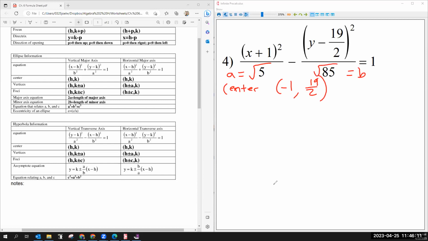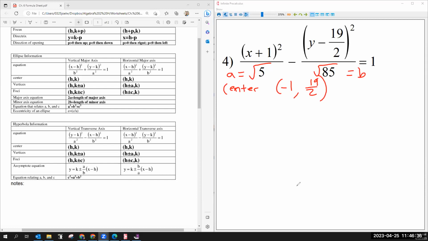Root of 85. I can try to simplify it, but let's see here. 85 divided by 5 is 17. Nope, nothing I'm breaking apart of that. Okay. Yeah, so either way, I'll leave it just like that. That's okay. So there's my center, there's A, there's B, everything we need to go into vertices.